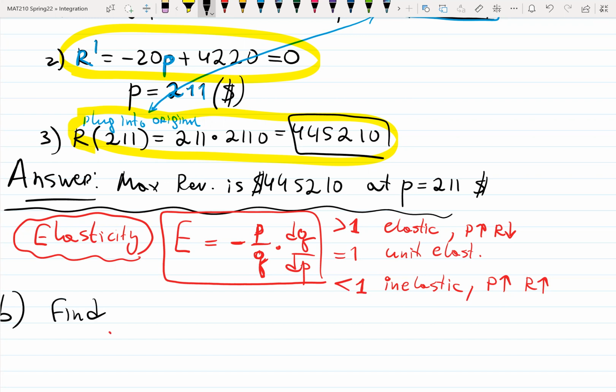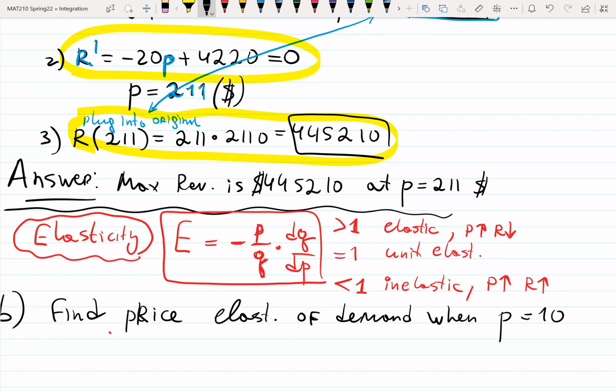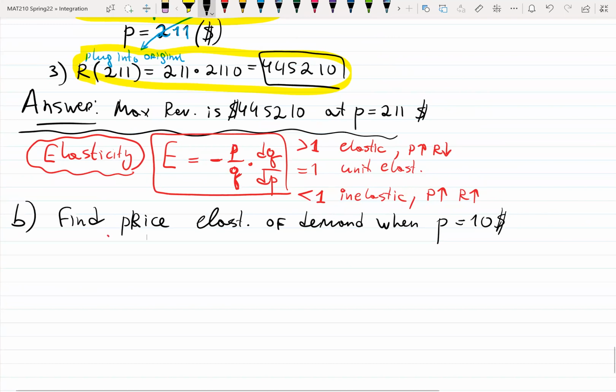Find price, and elasticity of demand. So is demand elastic or not? When we give you P is $10, for example, per whatever. So do you remember how we do it?